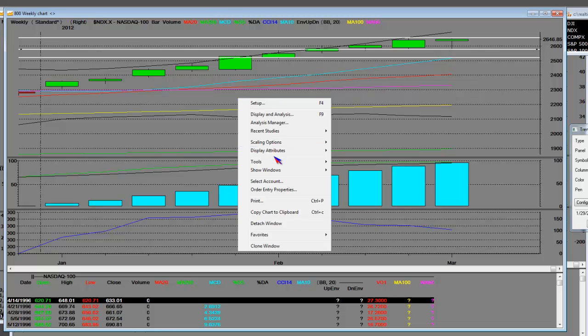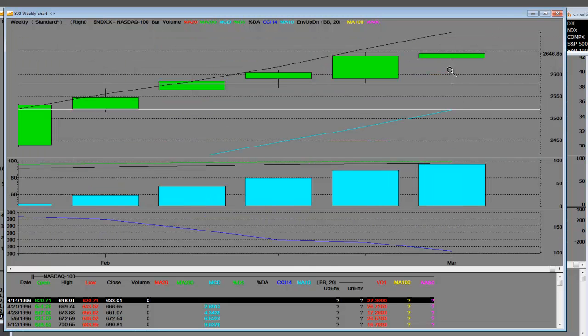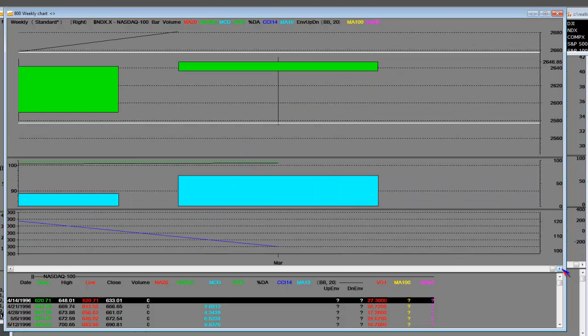So let's go over here. Let's go to the zoom tool. Let's just pull up this little piece of it so you can see where that key support level was within that bull breakout cycle, once it got above and held that support level and then consolidated. But what we're looking at is where that price exhaustion is going to be. And this is the Nasdaq 100, by the way, weekly.